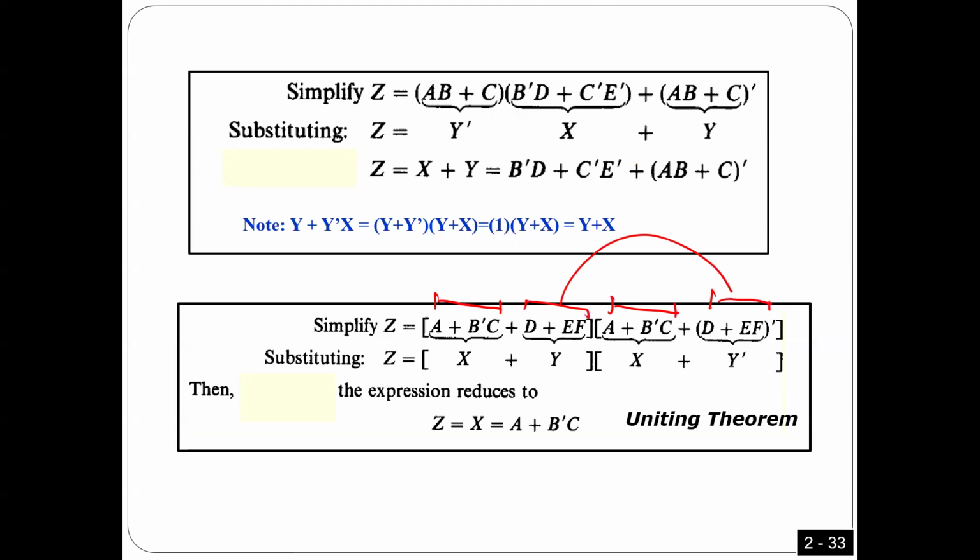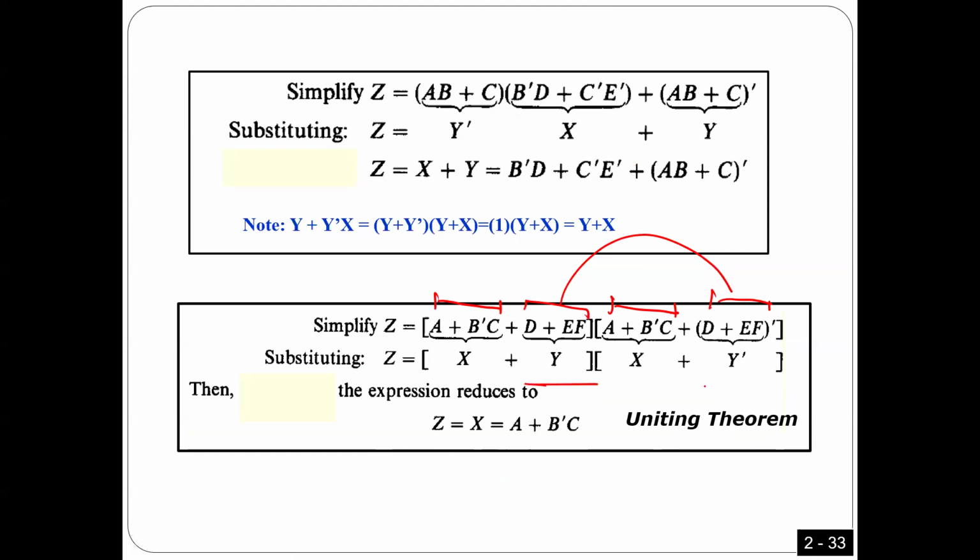In this case, if I put this one x, this one becomes x. If this one is y, this one becomes y prime. Or if I put this one y prime, this one becomes y, because the relation between them is inverted. Now I have (x or y) and (x or y prime). So this is the uniting theorem. You can just use the theorem, or I can prove it quickly.